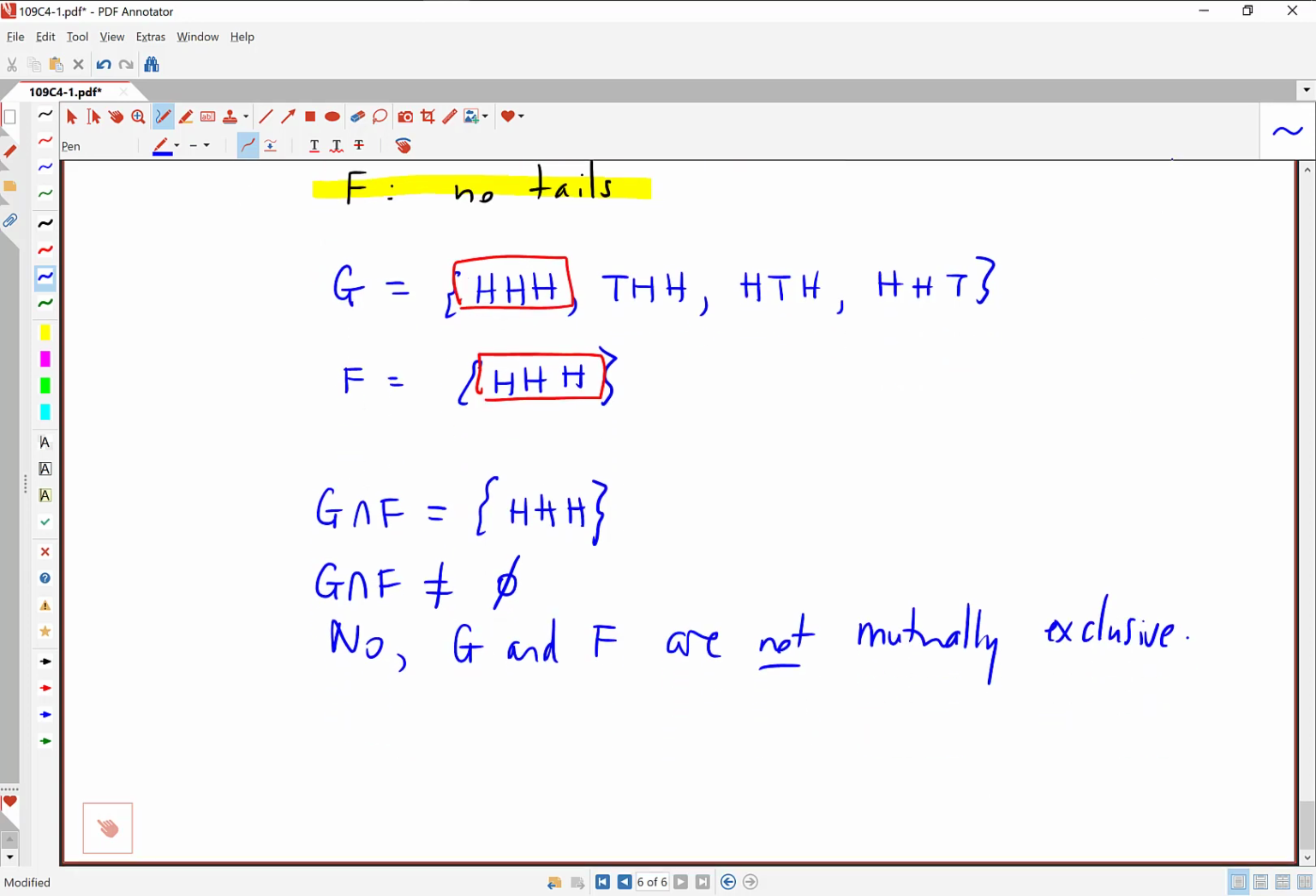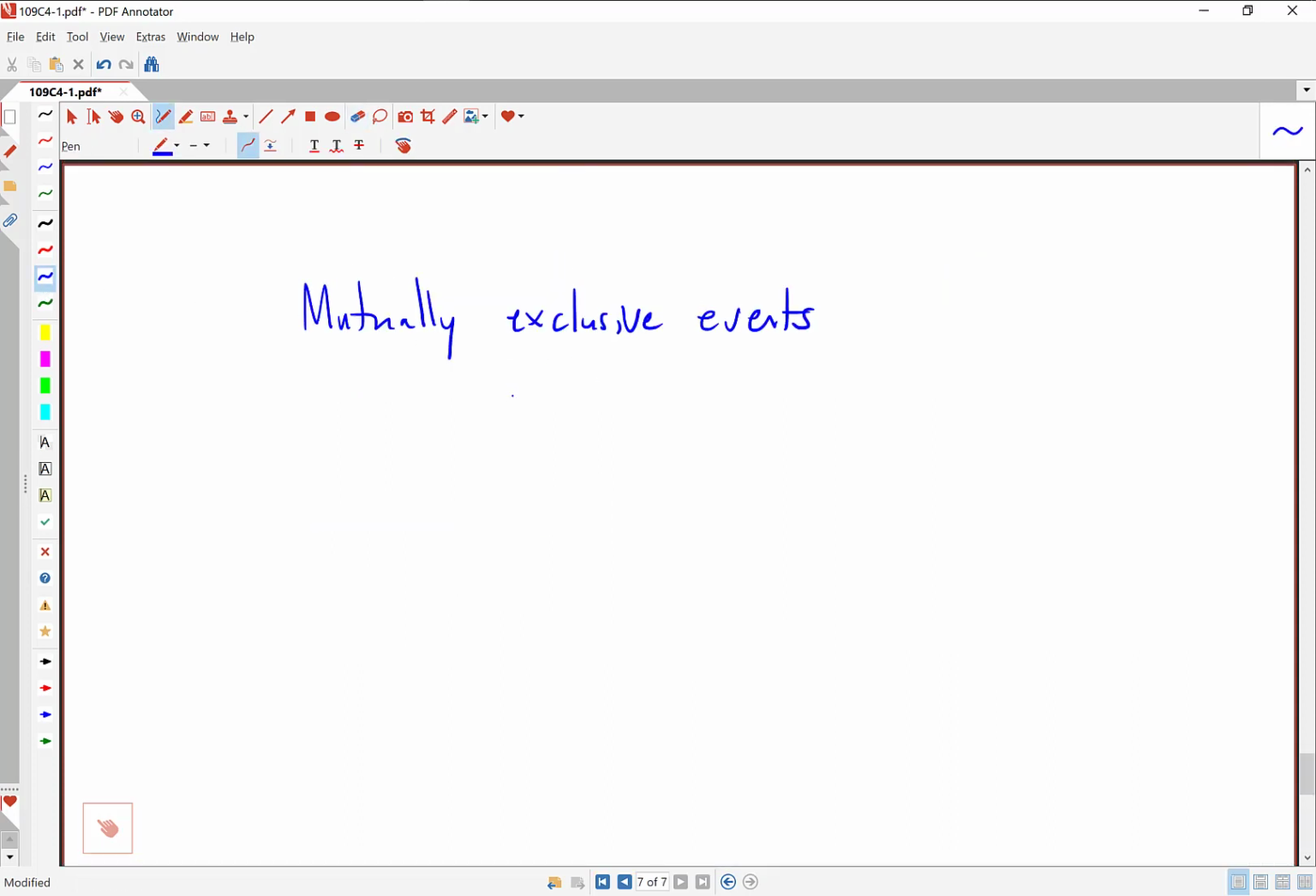So if you want a visual on what mutually exclusive means, we'll say we have mutually exclusive events if in the Venn diagram there are no outcomes in the intersection. So that's our video on sample spaces and events.